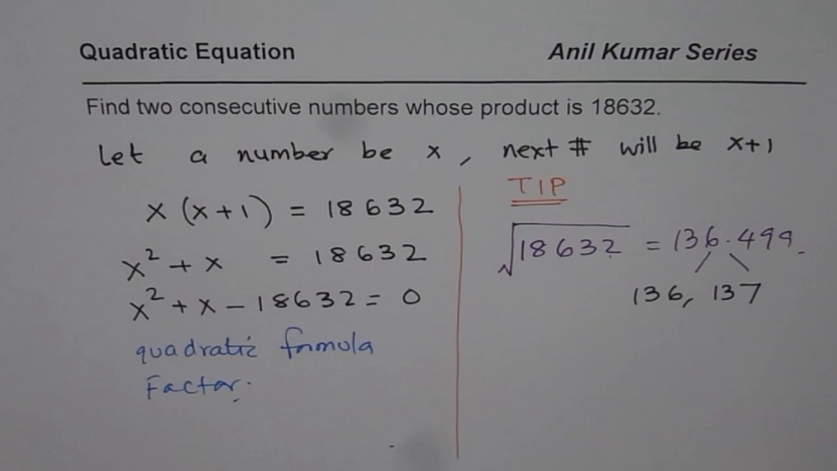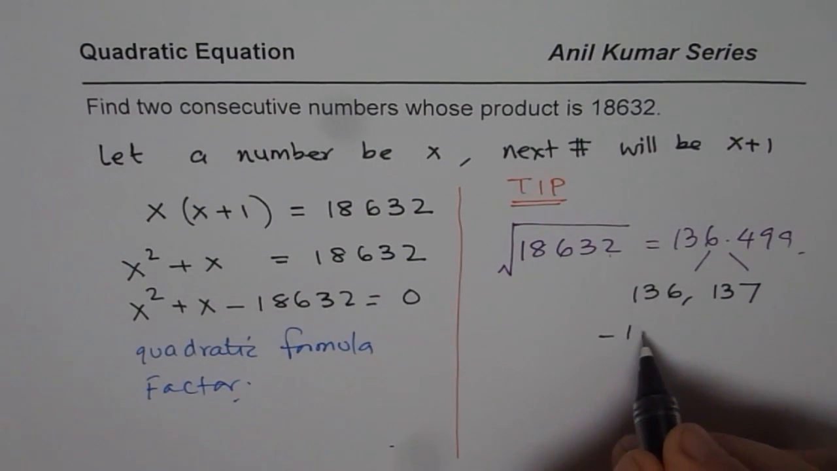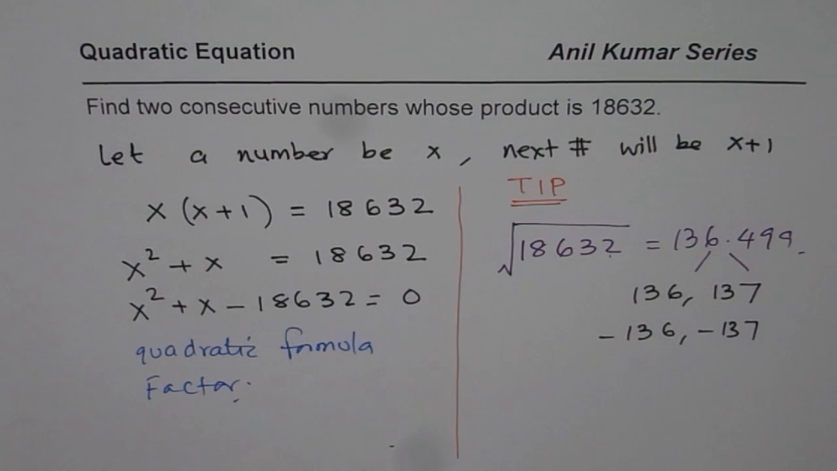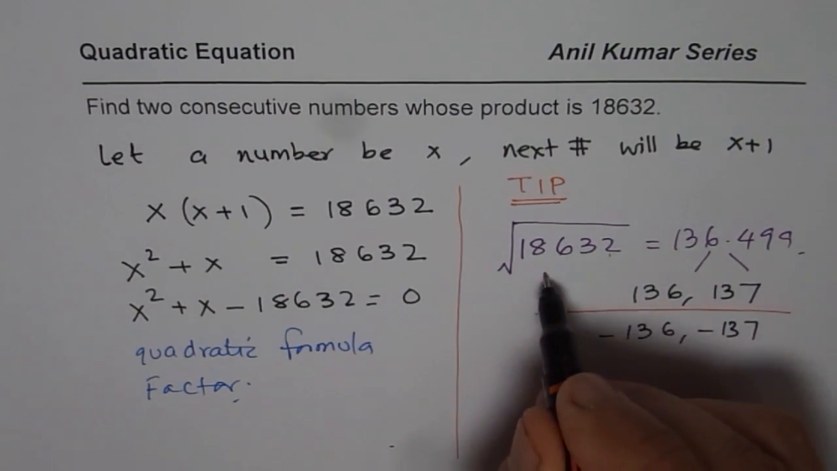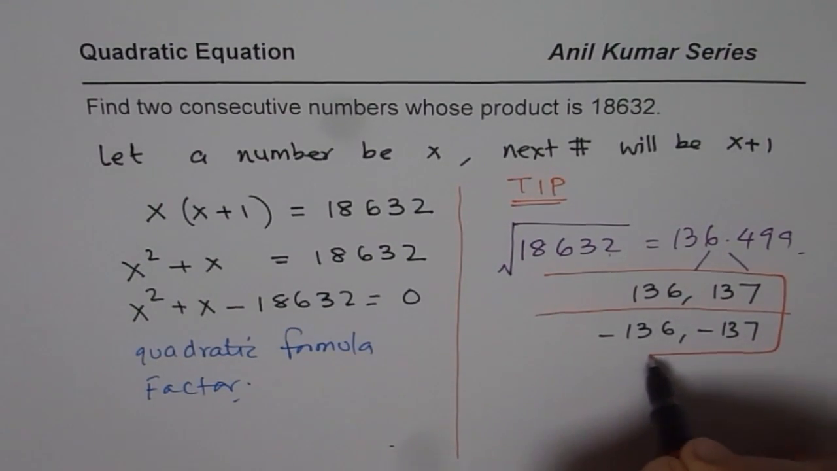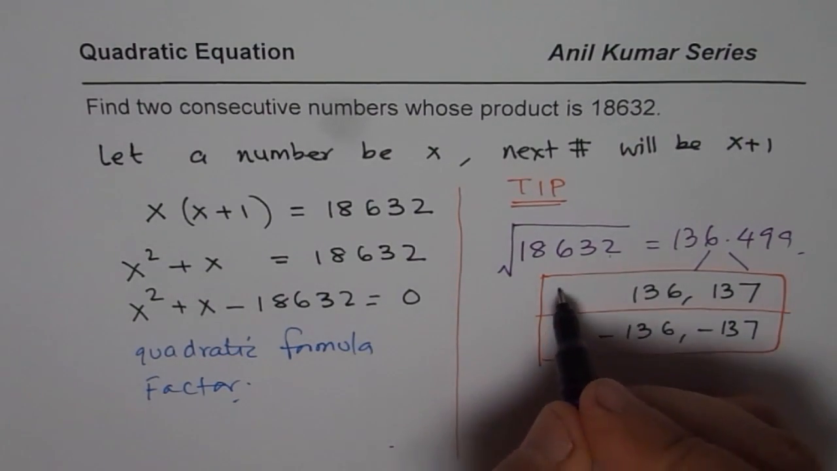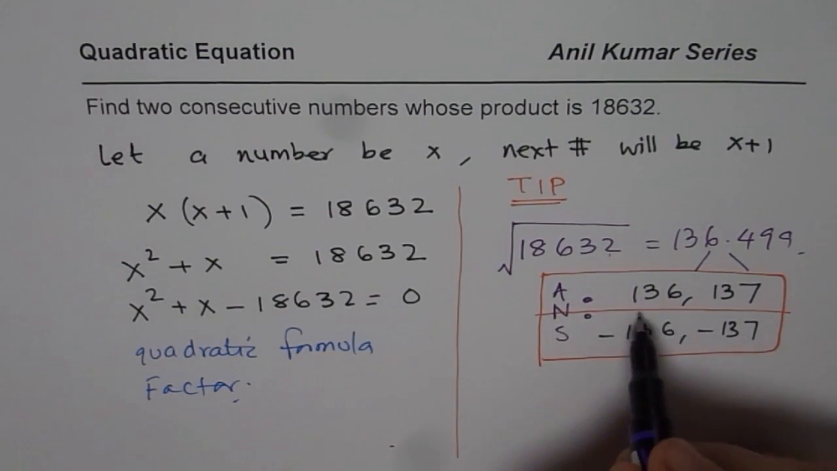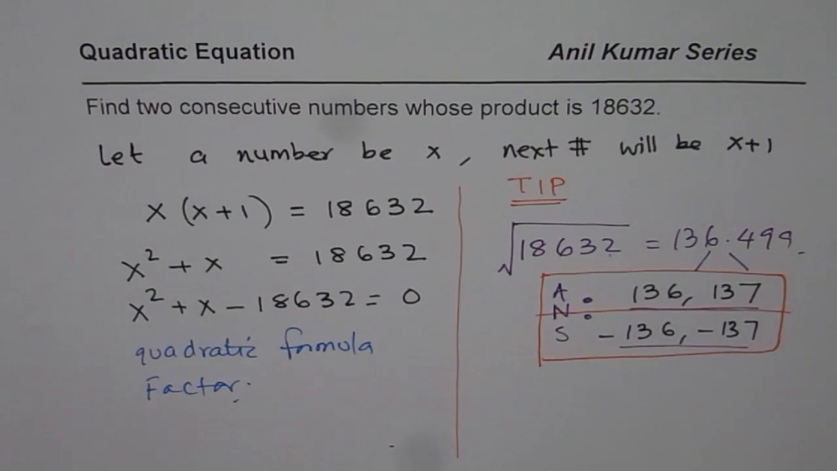That is one part, right? Two positive numbers. And the other is that both could be negative, right? So minus 136 and minus 137 could be another possible solution, right? So we get two sets of solutions here. Do you see that? So our answer is one is these two numbers and the other one is these two numbers, correct? So that is how you can get your answer.